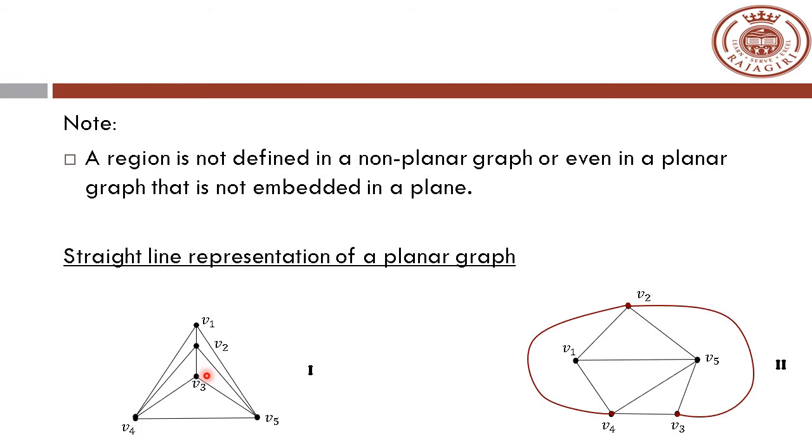Now consider the vertex V3. In figure 2, the adjacent vertices of V3 are V2, V5 and V4. This can be represented by straight line segments V3-V4, V3-V5 and V3-V2. And one more edge connecting V4 and V5. In figure 2 also, V4 and V5 are adjacent. In figure 1, all the edges are drawn as straight line segments. Therefore, figure 1 is another representation of the planar graph.